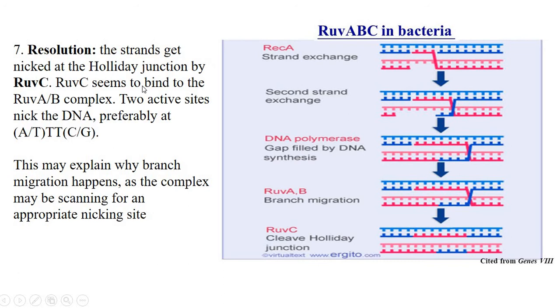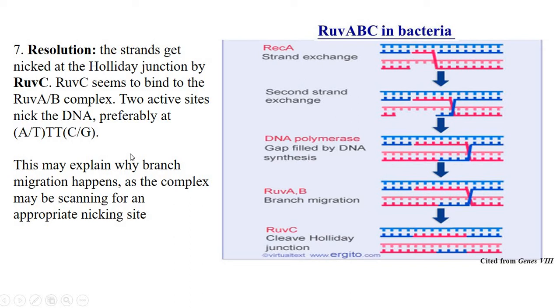So RuvC really leads to the resolution. The strands will get nicked at the Holliday junction. This nick is caused by RuvC because it's a nuclease. RuvC binds to the RuvA and B complex, and it moves the Holliday junction.